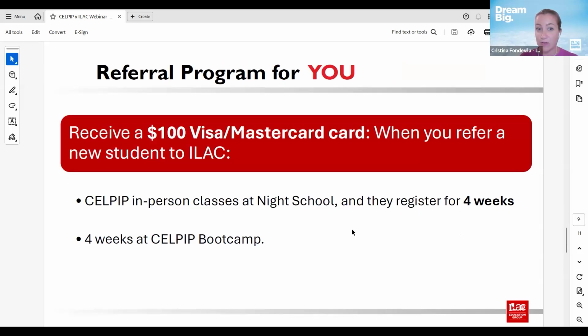Another benefit for you, if maybe a preparation course is not something that you're looking for, but you know someone who might be interested in signing up for our classes, when you refer a new student to us, you get a $100 Visa or MasterCard. So this is also fantastic for you to know that if you know a neighbor, a friend, a relative that might be interested, please do send them our way, and we will be sure to send you the $100 gift card as a thank you.